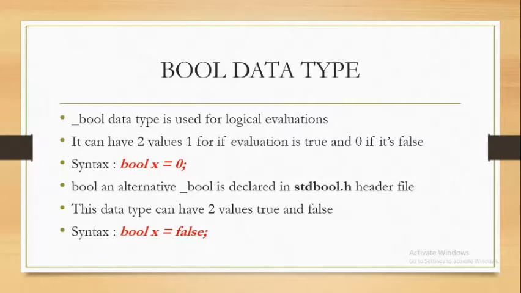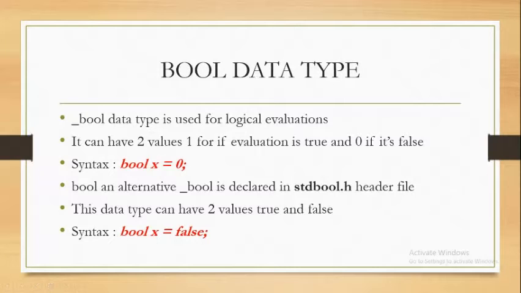The next data type that we are going to study is the bool data type. The _Bool is used for logical evaluations and can store two values, 0 or 1: 1 if the evaluation is true, and 0 if it's false. And bool is an alternative for _Bool, declared in the stdbool.h header file. This data type can have two values, true and false, so that it is more readable.